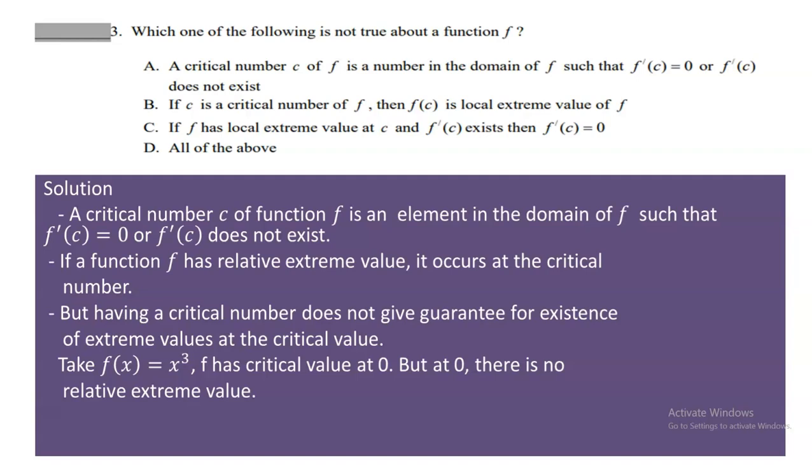But if you see the others, the first one is the definition basically, and when you come to the third one, look, the third one is again the reason why we are talking about the critical number. If f has a local extreme value, it occurs at the critical number. It is true. It occurs at a place where either the derivative is 0 or the derivative doesn't exist. So the answer for this is going to be B. So as you see, it is B.